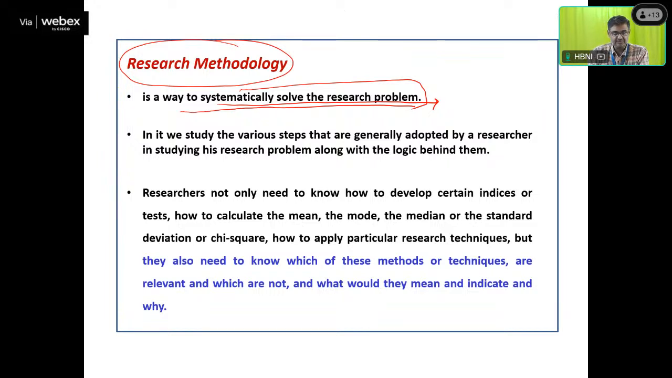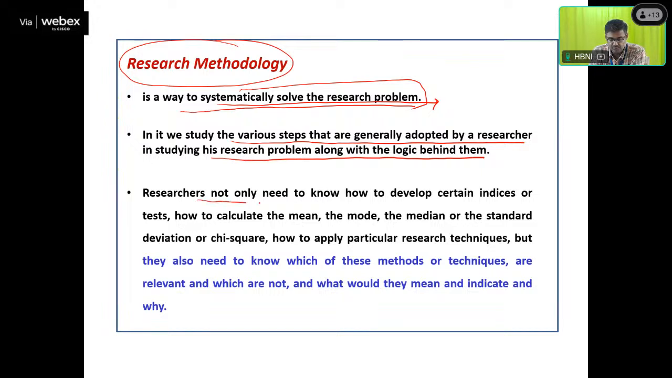So in research methodology, we use research methods, meaning we use techniques systematically to solve the research problem. In it, we study the various steps that are generally adopted by a researcher in studying his research problem, along with the logic behind them. Suppose I am developing a catalyst for increasing the thermal activity. So it has to be thermally stable. So some logic must go behind it. So along with the research method, you add the logic and it becomes the research methodology, multiple research methods.